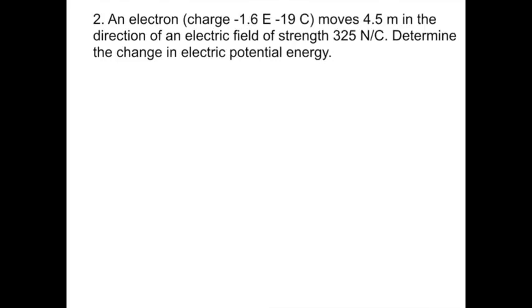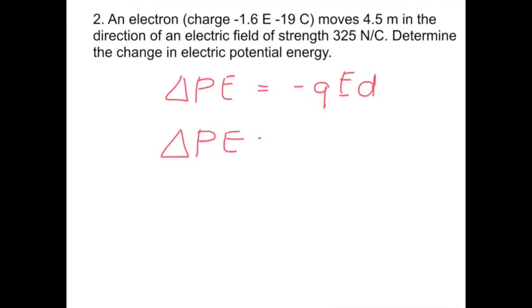Number 2. An electron, which has a charge of negative 1.6 times 10 to the negative 19th coulombs, moves 4.5 meters in the direction of an electric field with a strength of 325 newtons per coulomb. Determine the change in electrical potential energy. So we'll be using the same equation from the last problem, where the change in potential energy equals negative QEd. We're looking this time for the change in potential energy. We know that the charge is negative 1.6 times 10 to the negative 19th. So since it's negative here, we'll write this as positive 1.6 times 10 to the negative 19th coulombs.